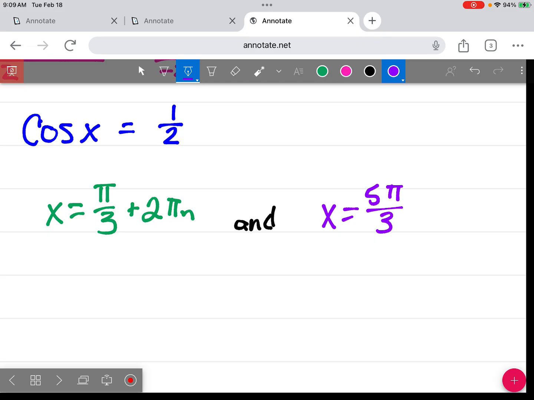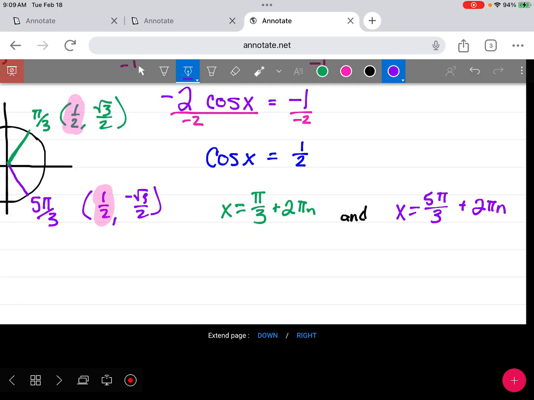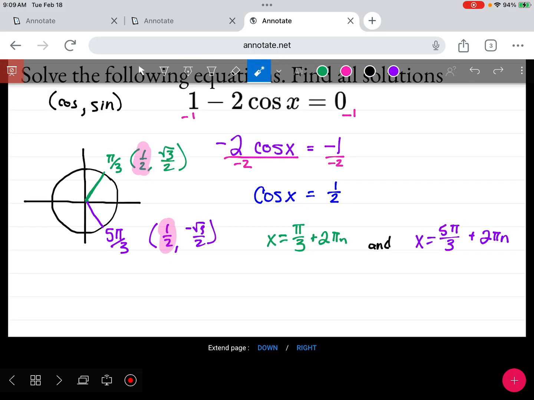So on our 5 pi over 3, we're also going to include that, plus our 2 pi n, because again, we need those coterminal angles. So we need to have this piece in here. It's really important. Okay? So that's what I mean when we said isolate our trig function and then think through our unit circle to find all of our answers plus our coterminals.